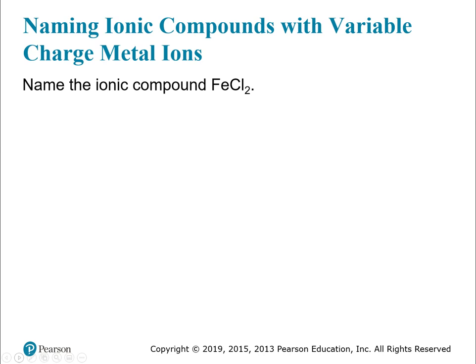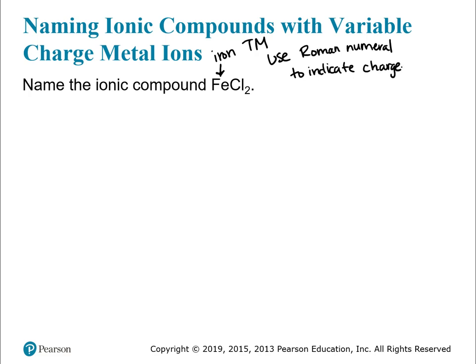Let's do another one. I'd suggest that you pause it here and try it for yourself. Then you can rejoin me and see how you're doing. We've got to name this compound. I recognize this. This is iron. I look at the periodic table. It's a transition metal. It's not an exception, so I have to use a Roman numeral. I'll put that on the back burner for now.